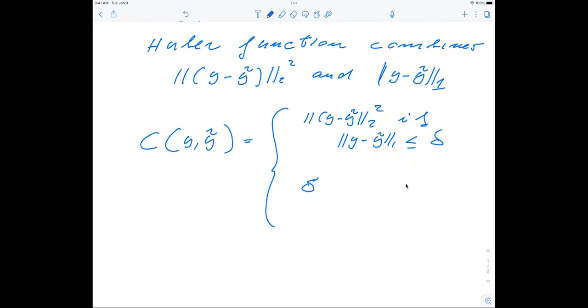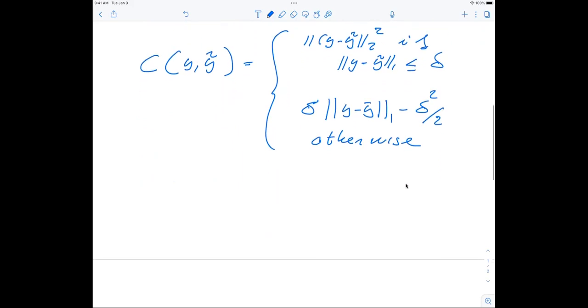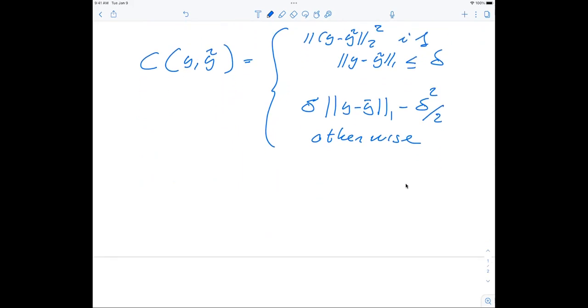So this is a parameter which you decide, multiplied with the absolute value minus delta squared divided by 2. And you will do that in the other cases. So if you want to make a plot, so this is just one of many functions.